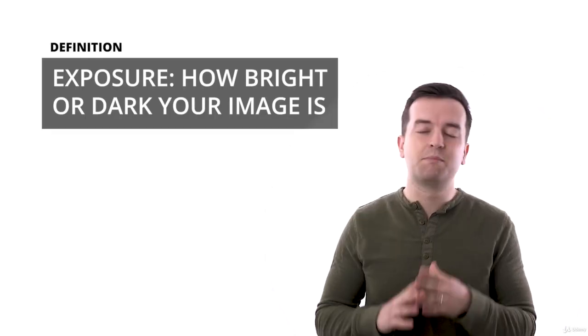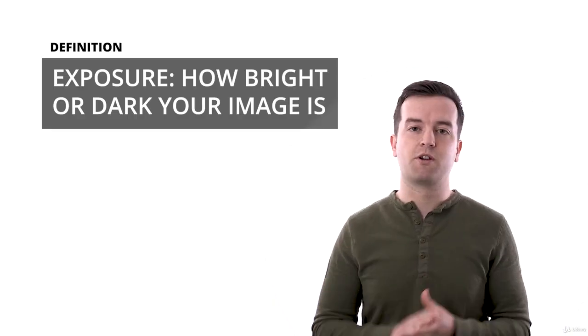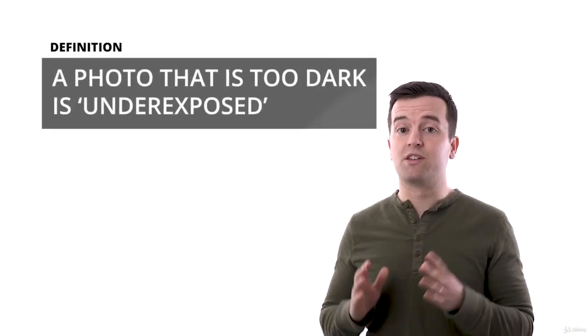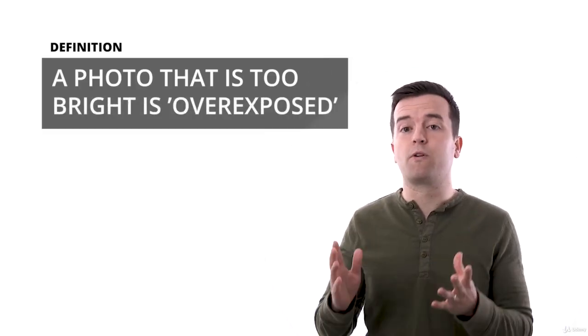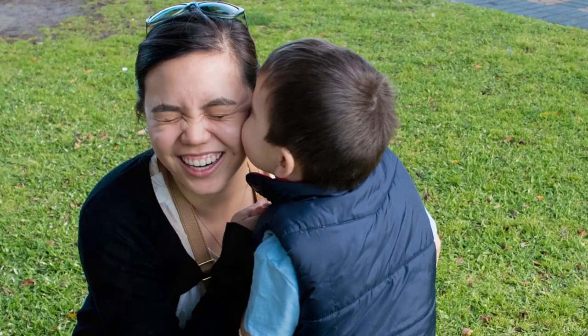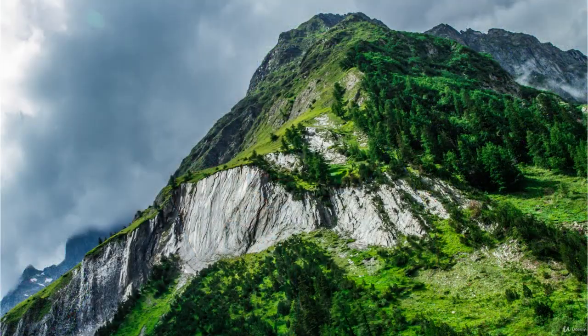First, what is exposure? Photography exposure is basically how bright or dark your image is. We call a photo that is too dark underexposed. A photo that is too bright is overexposed. A photo where your subject is not too dark and not too bright, but it looks natural, is properly exposed. And your subject could be anything from a person to a mountain in the distance.